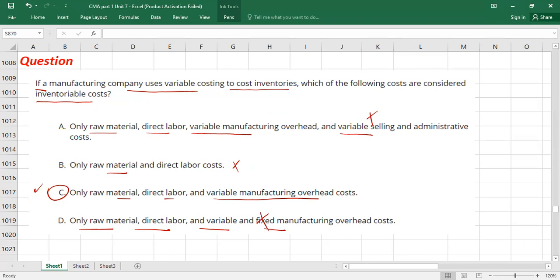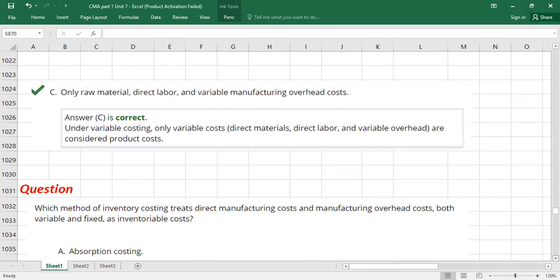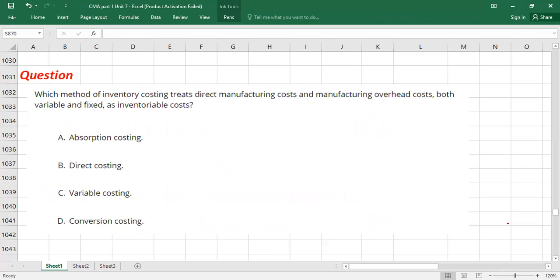Variable costing questions are easy, because when it mingles with absorption costing, then it becomes technical, because there you have to compare two costing methods. So what's going on? Now here we also have another question. Read the question, please.